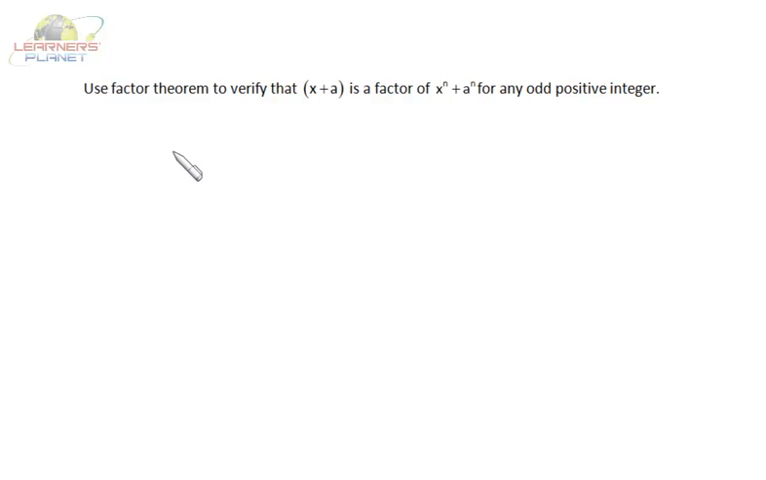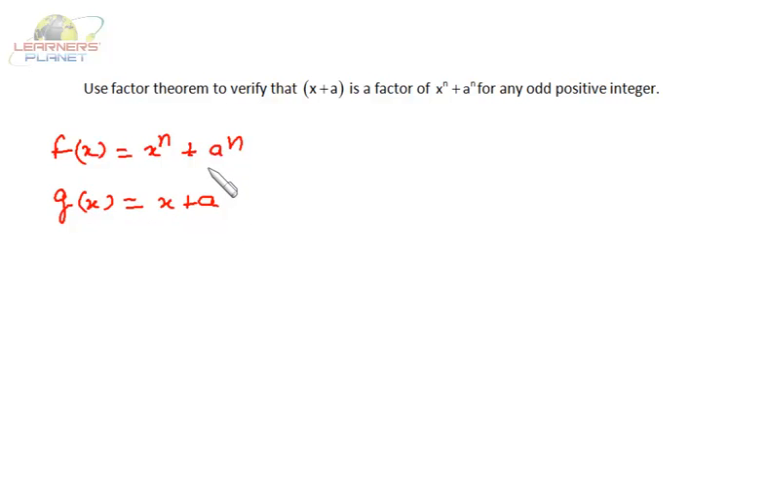Now let's see this question. Use factor theorem to verify that x plus a is a factor of x raised to n plus a raised to n for any odd positive integer. So let's assume this expression to be f(x). f(x) is equal to x raised to n plus a raised to n, and this is maybe g(x).